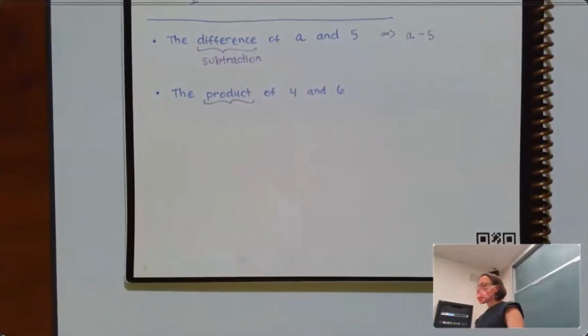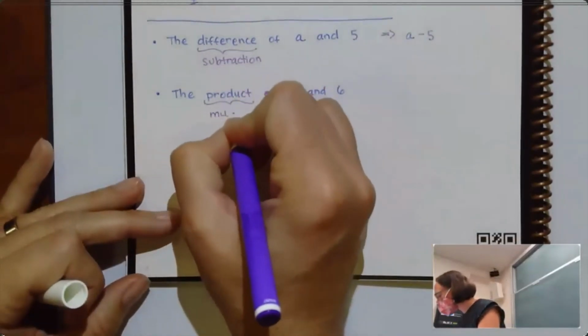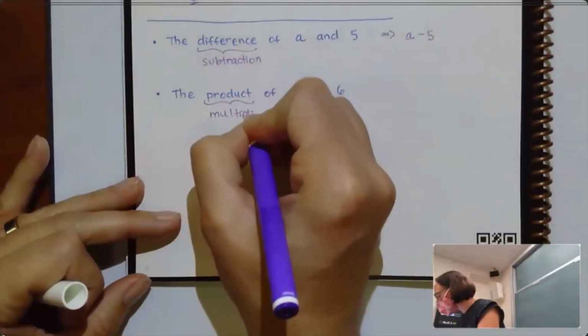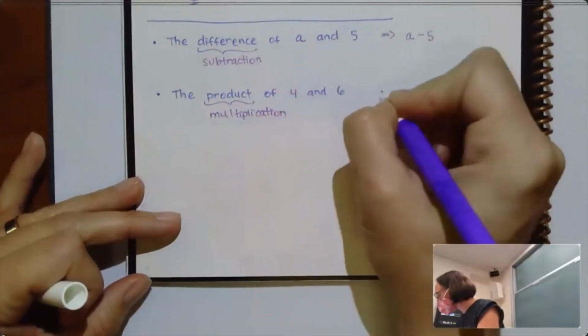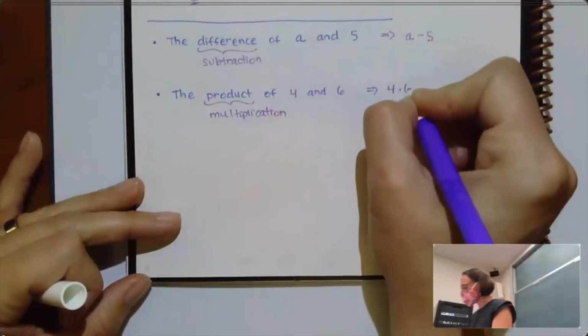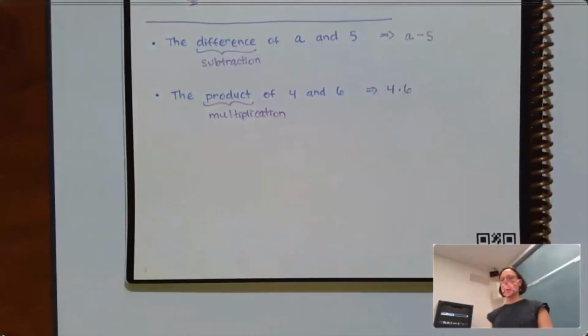The product of 4 and 6, product is multiplication. So this translates as 4 times 6. Now, I'll be honest, these are boring. This is not really what's going to come up in a problem. So let's step it up a notch.